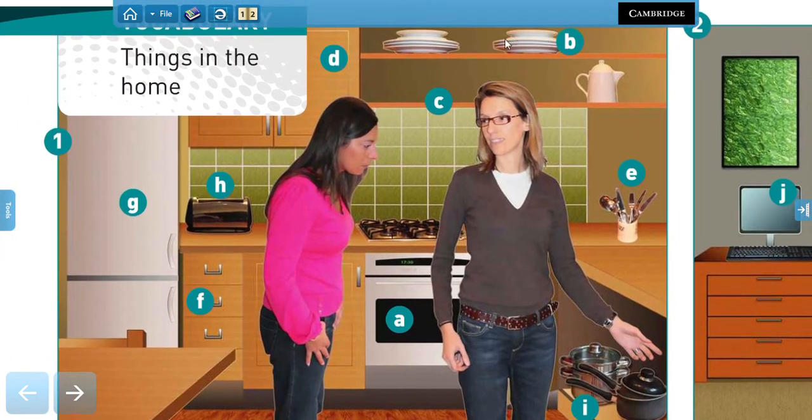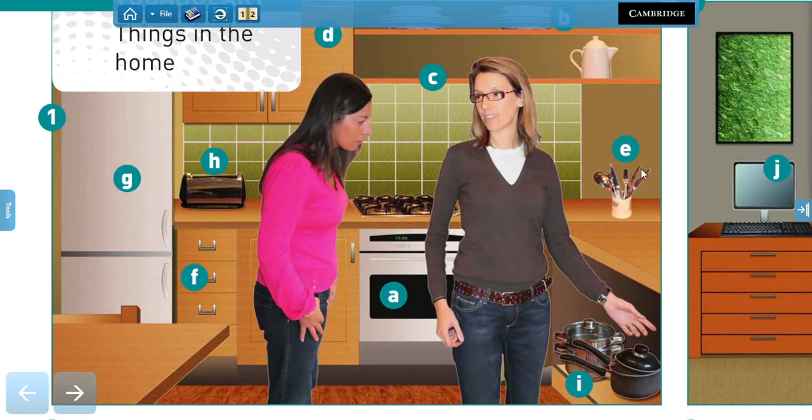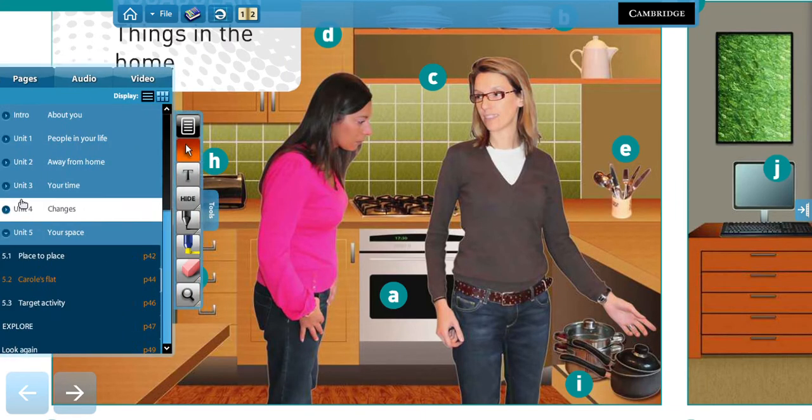In letter B, we have plates, right? Plates. C, this is a shelf, a shelf. In Spanish would be something like estante, I think, a shelf. D is the cupboard, where you put your cups and mugs sometimes, right? This is the cupboard. E, that's cutlery, cutlery, right?